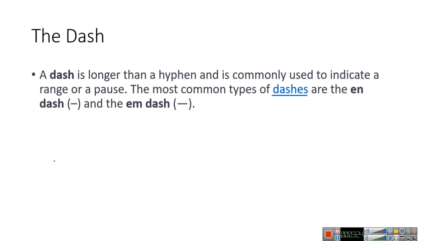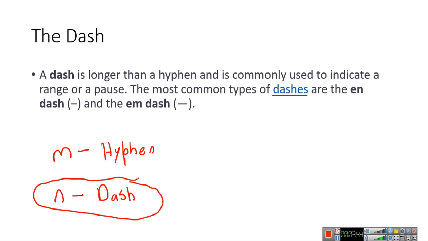Okay, don't worry. So M is the hyphen, and N is the dash. The question was, what is the dash? Is it the N hyphen or the M hyphen? The answer is the N because it's shorter. So the dash is the N dash.